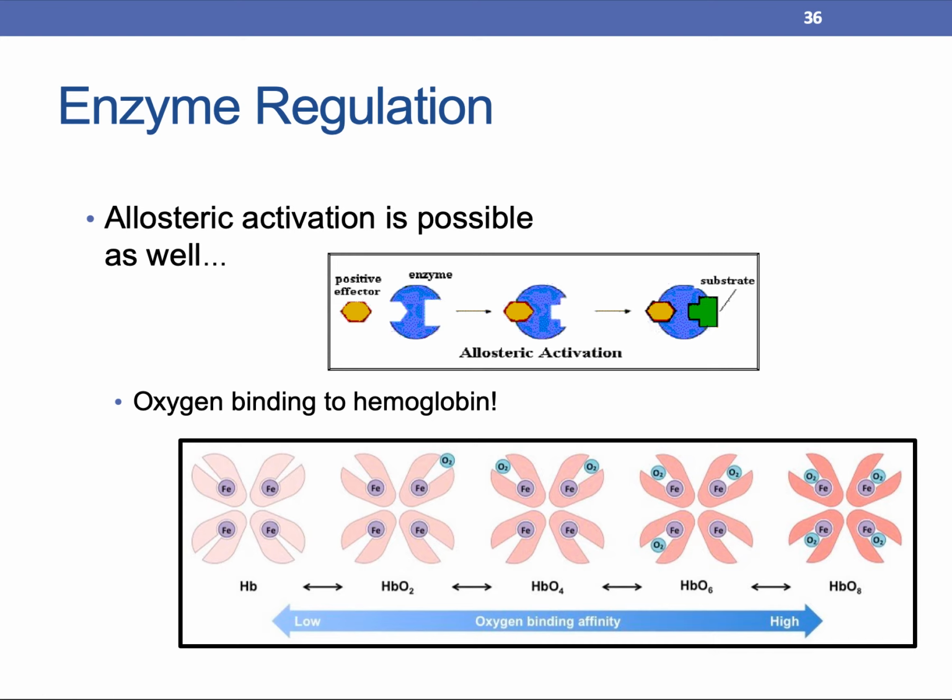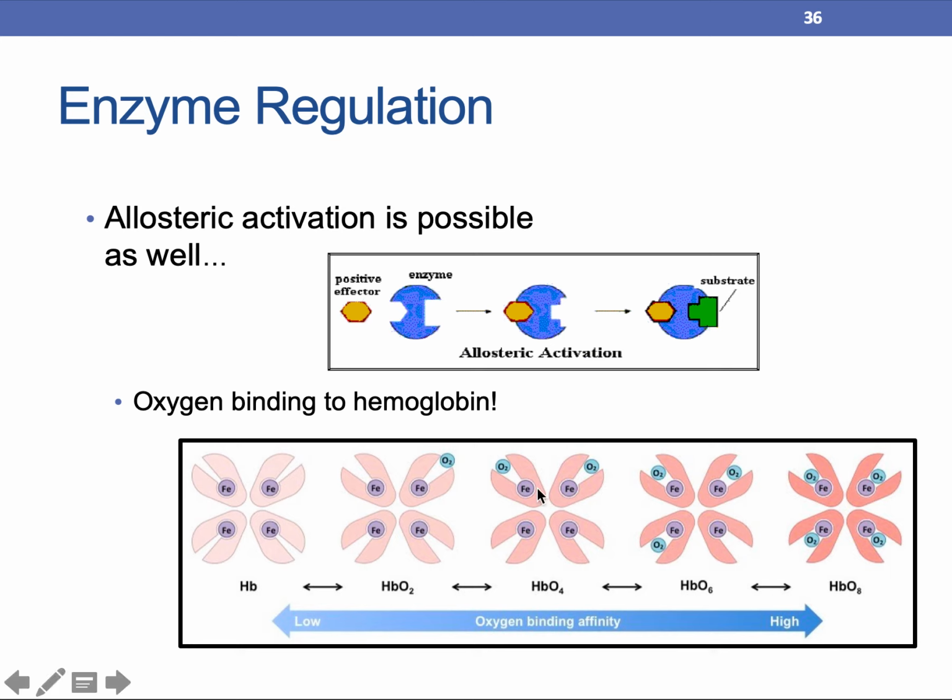And an example of that is hemoglobin. Hemoglobin is an allosteric protein. Once the binding of oxygen to one hemoglobin subunit occurs, it induces changes that make it easier for the other subunits to pick up oxygen, and more easy as more oxygen attaches.